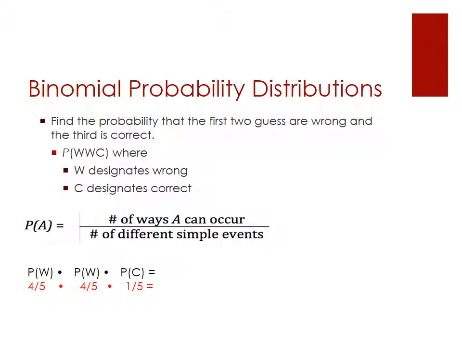So we set that up. Here we can see 4 out of 5. And then we get 0.8 times 0.8 times 0.2, which gives our overall probability of the first 2 guesses being wrong and the third being correct as 0.128.